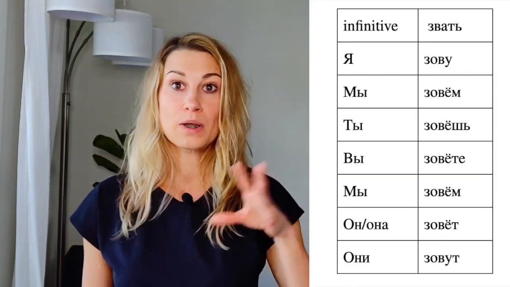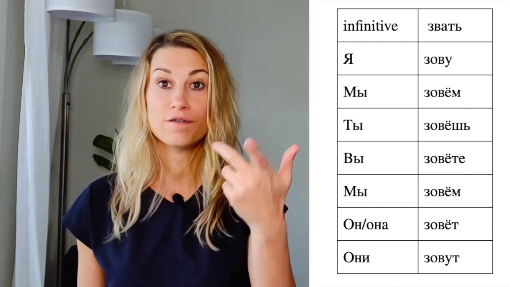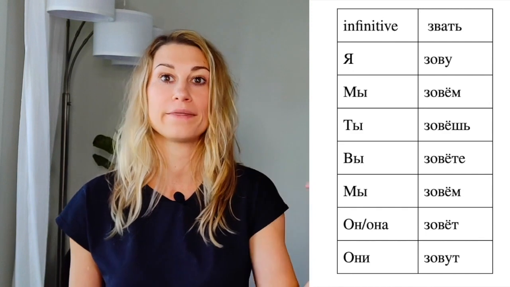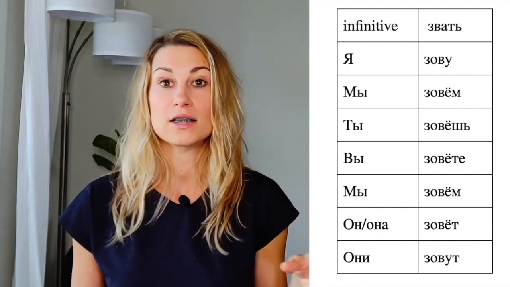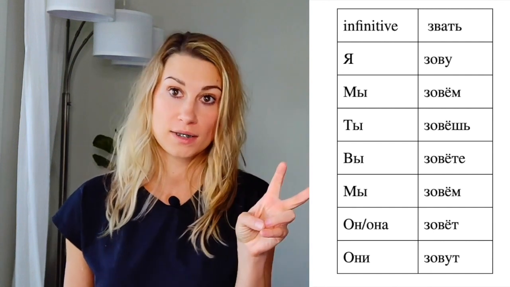The same thing can happen with verbs when they go through conjugation. For example, the verb звать, to call, doesn't have a vowel between з and в, but then take a look at what happens when we conjugate it. It would be я зову, мы зовем, ты зовешь, вы зовете, он зовет, она зовет, они зовут. So we have that о separating two consonants now.